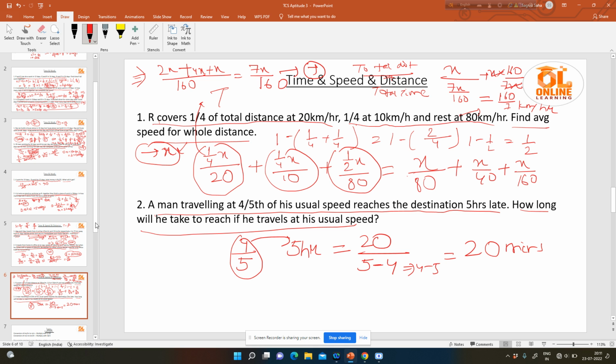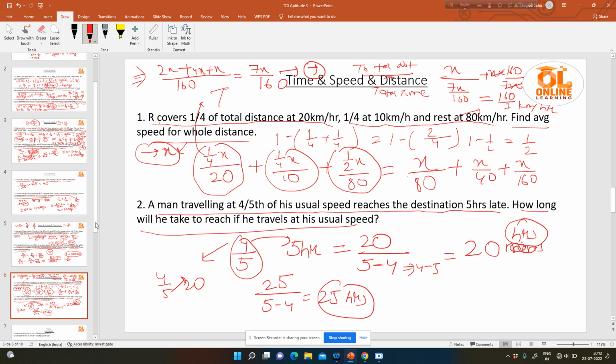And if they say to find the time after being late, this would be 20 hours. If they say find the time after being late, then we again write 4 by 5, 20. We have to multiply the time with the denominator, that would be 25. And in the denominator we subtract both of them, that would be 5 minus 4. So after being late, he will take 25 hours.